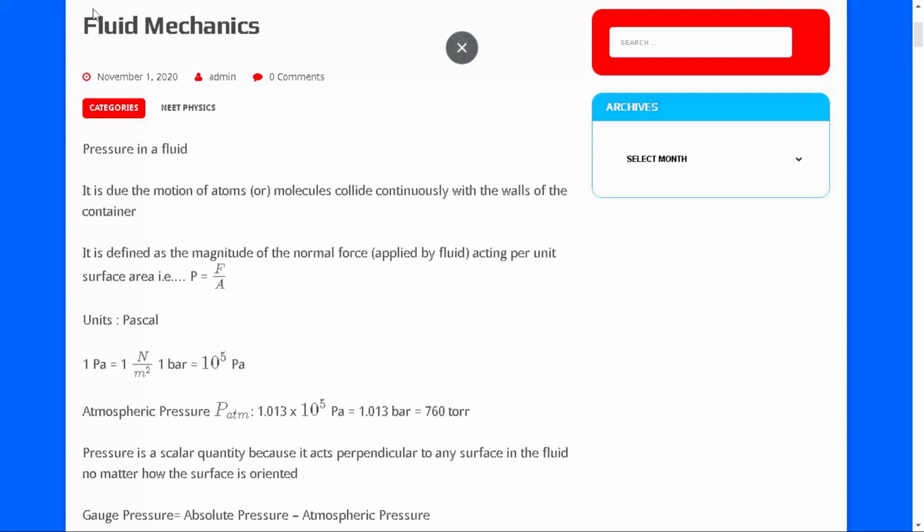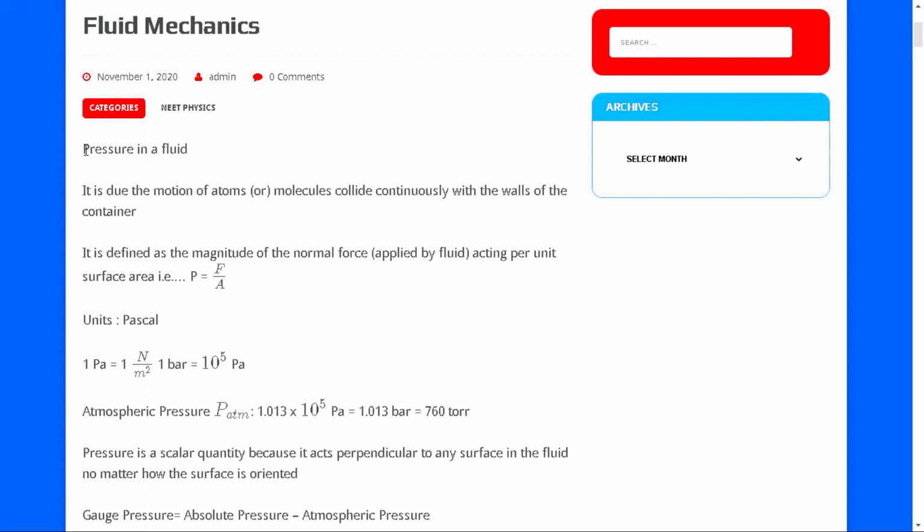Students, today we will start the topic fluid mechanics. First, we will see what is meant by fluid mechanics. Fluid mechanics is the branch of physics that deals with fluids which are in motion.